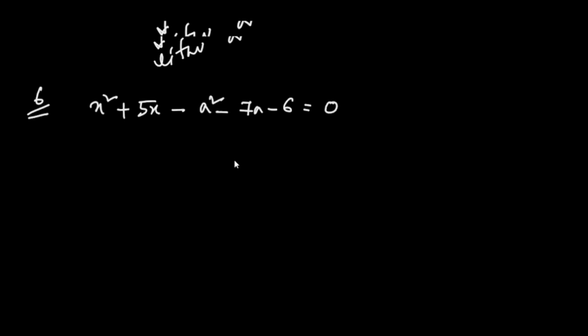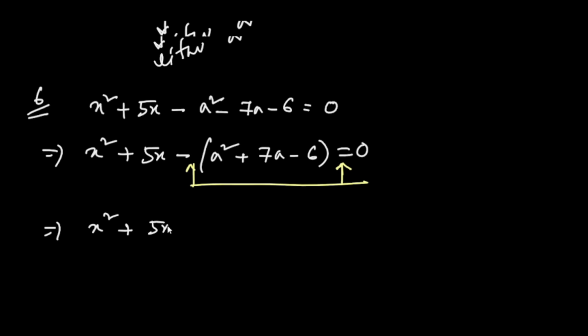Say x squared + 5x, and if I take minus common, (a squared + 7a + 6). So our first work is to factorize this part. Now if we factorize this one, it's very easy. Same thing, we are going to apply the middle term split. So it will become a squared, minus is there, 6 is there, that means plus 7.